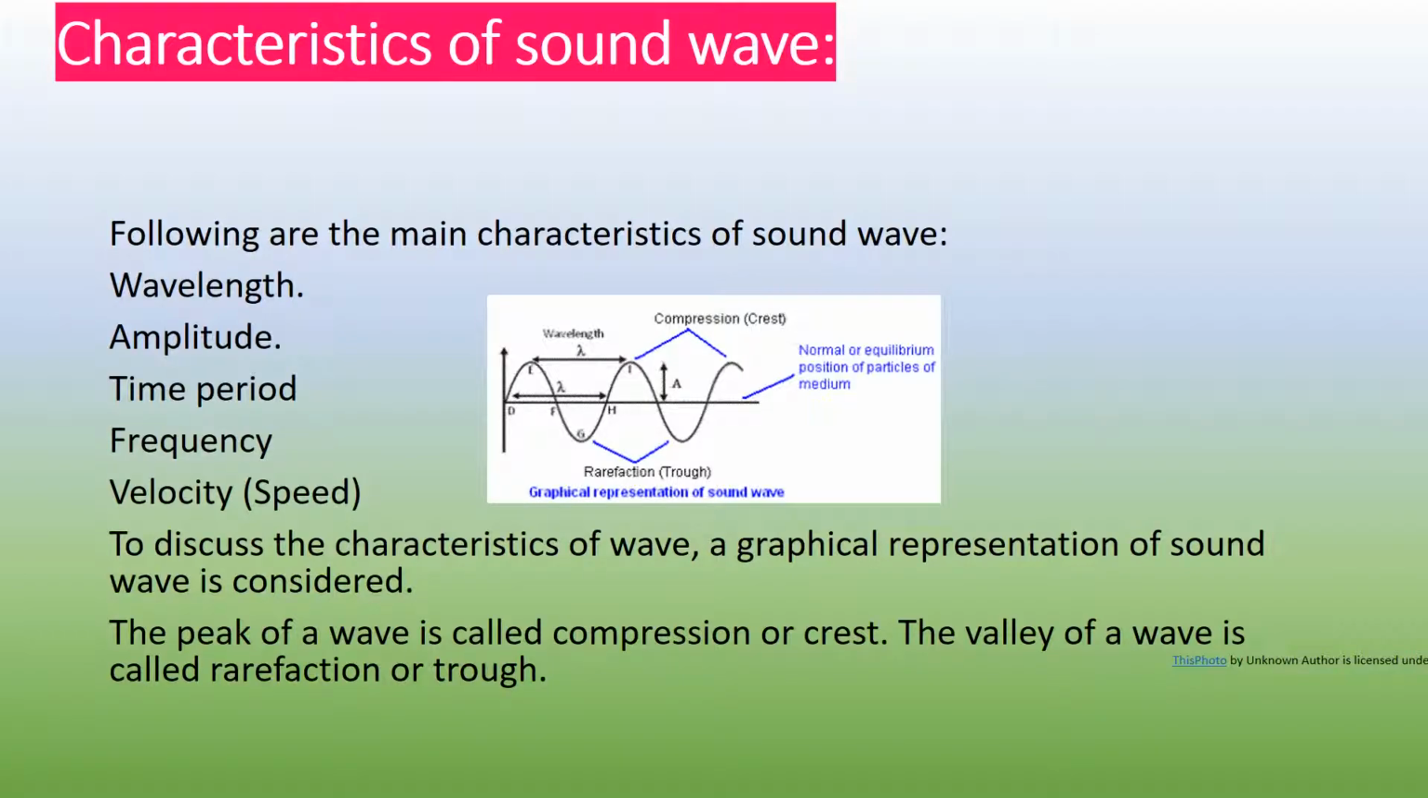Characteristics of sound wave. Following are the main characteristics of sound wave: wavelength, amplitude, time period, frequency, velocity, speed. To discuss the characteristics of wave, a graphical representation of sound wave is considered. The peak of a wave is called compression or crest. The valley of a wave is called rarefaction or trough.